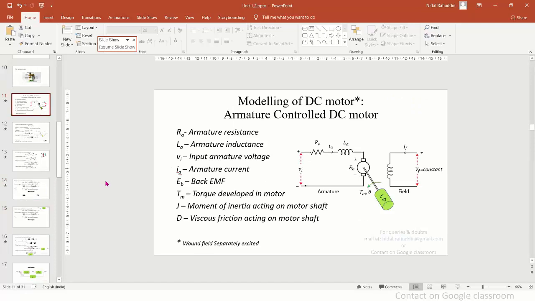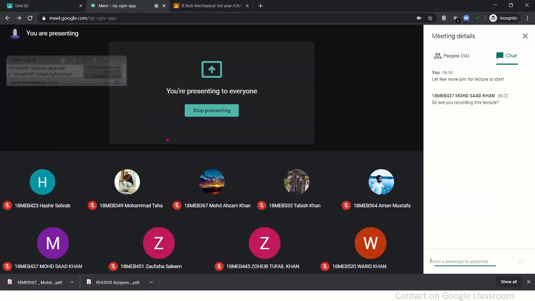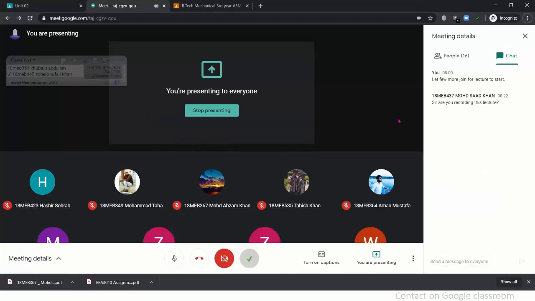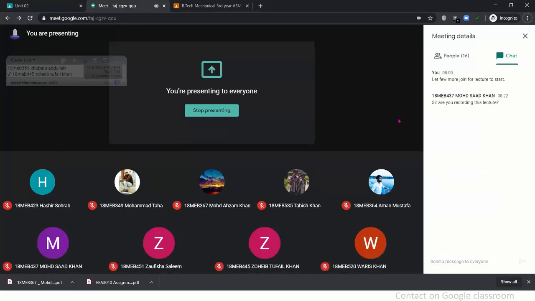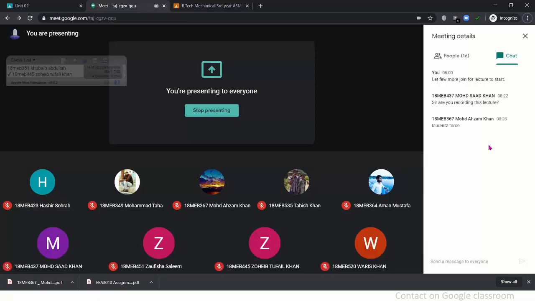All right, my question to you is, where does back EMF come from? Can anyone answer where does back EMF come from? Why do you experience back EMF? Is it always there? Is it something because of the presence of magnets? Is it because it exists only during operation of the motor?